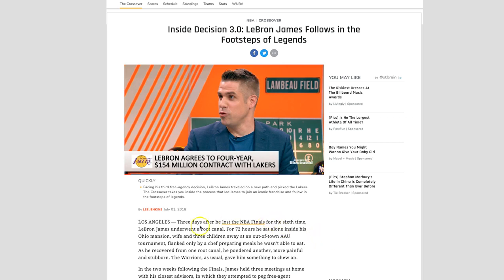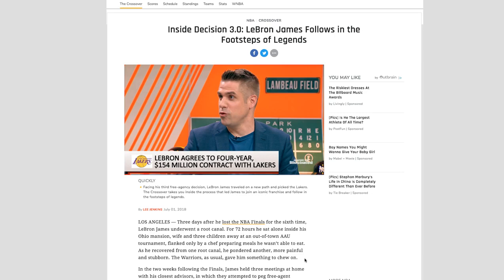The first paragraph says, "Three days after he lost the NBA Finals for the sixth time, LeBron James underwent a root canal. For 72 hours, he sat alone in his Ohio mansion, wife and three children away at an out-of-town AAU tournament, flanked only by a chef preparing meals he wasn't able to eat. As he recovered from one root canal, he pondered another, more painful and stubborn. The Warriors, as usual, gave him something to chew on."